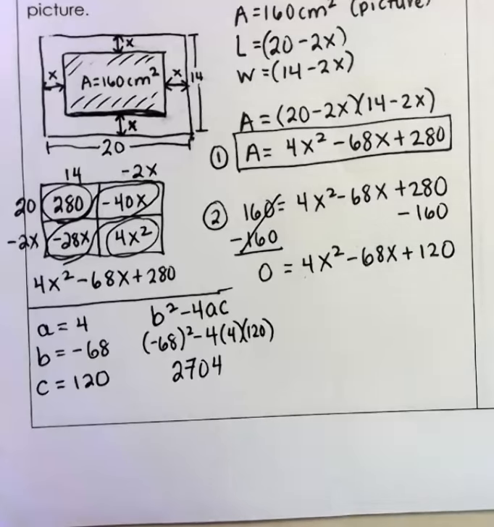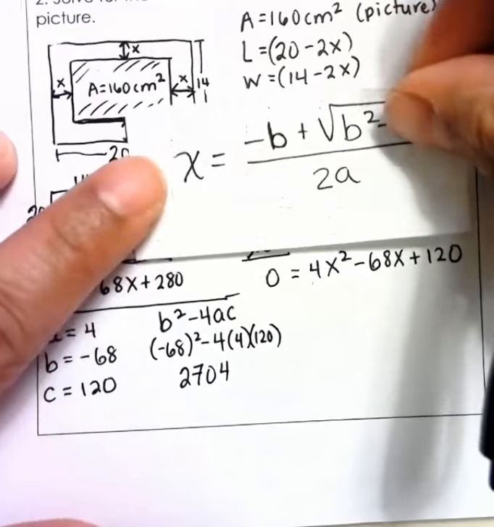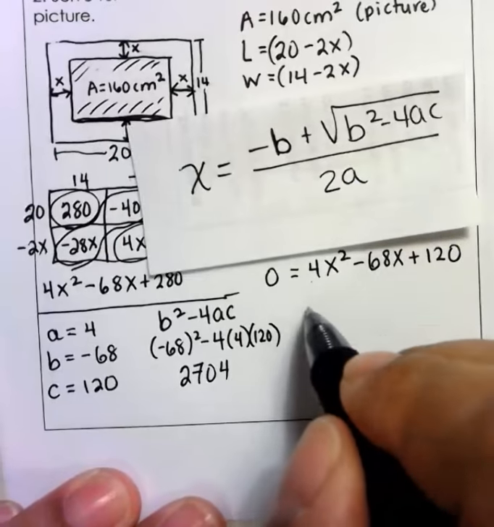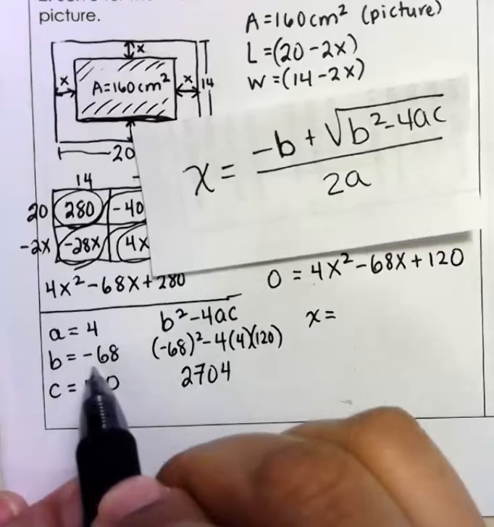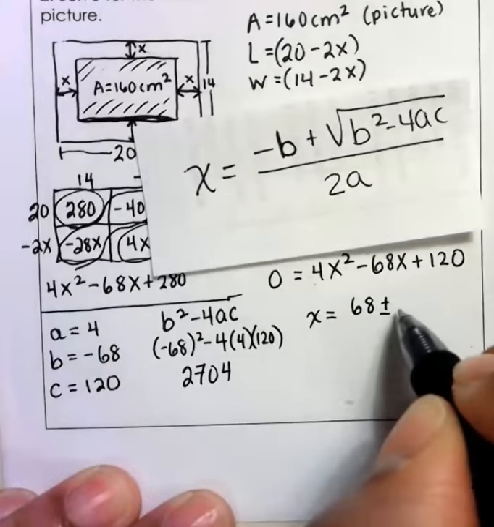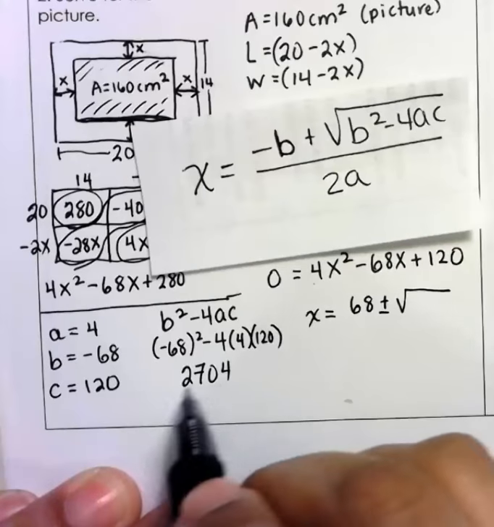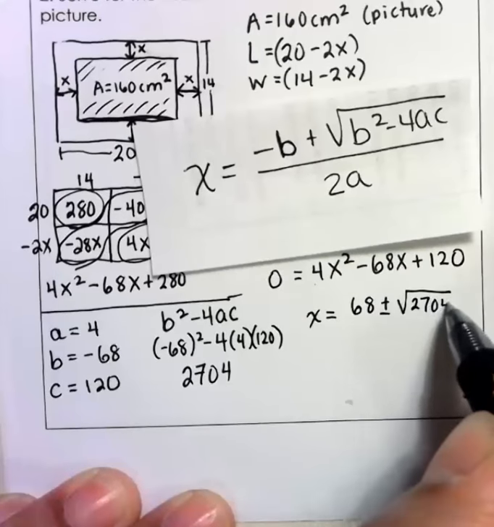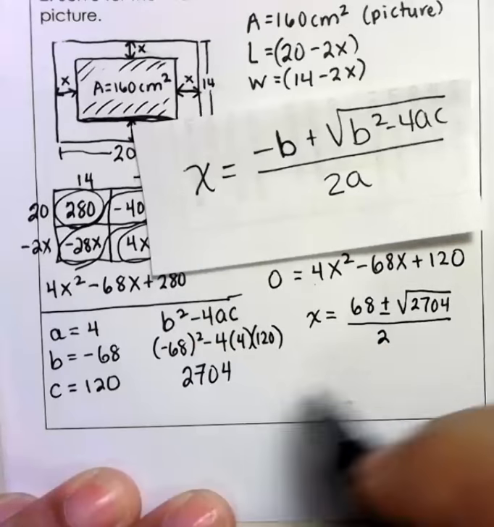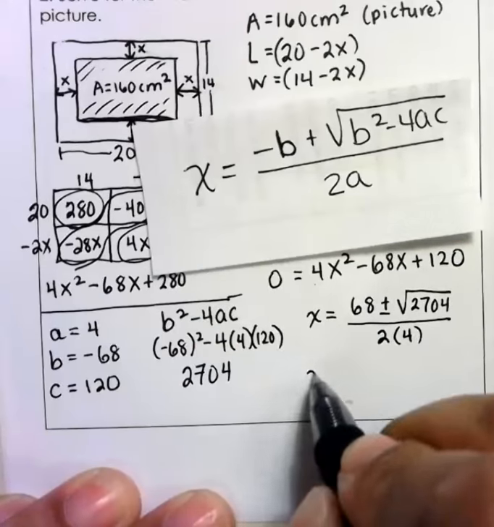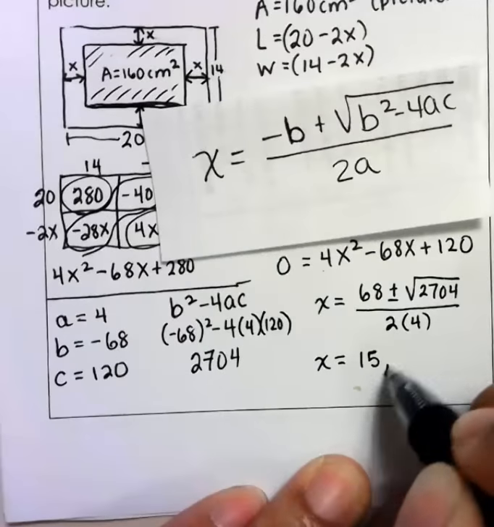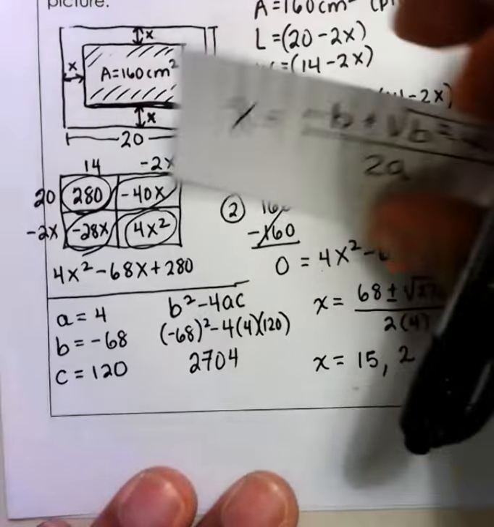Now I'm going to use the quadratic formula. And let's make sure y'all don't forget what the quadratic formula is: x equals the opposite of b, right? So my b is negative 68. So what's the opposite of this number? A positive 68, plus or minus the square root of my discriminant, which is 2704, over 2 times my a value, which happens to be a 4. And in my calculator, I got a 15 and a 2.